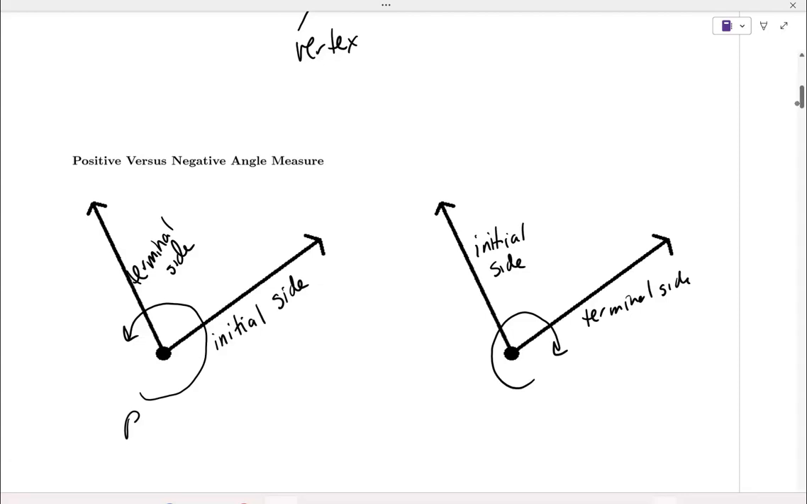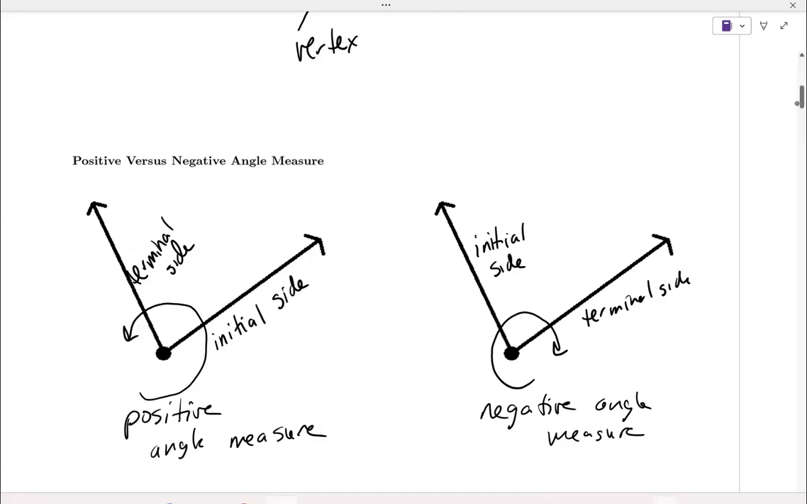By convention, this is positive angle measure. If you rotate counterclockwise, that is a positive angle. This one is a negative angle measure. I haven't actually talked about how we get size yet, but this talks about direction. So you rotate counterclockwise, right to left, if you will. That's positive. Left to right is negative.